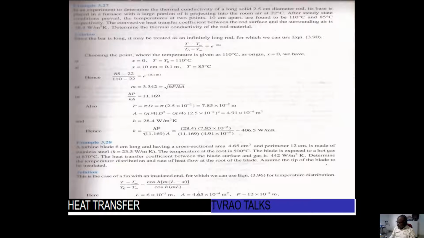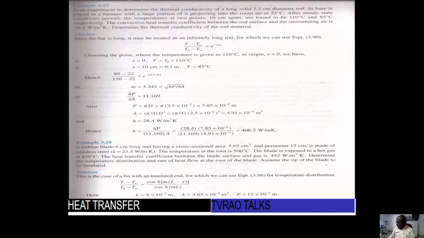That is a turbine blade 6 meters long, having cross-sectional area 4.65 centimeters square and perimeter 12 centimeters, made up of stainless steel. The stainless steel K value is given in this problem.